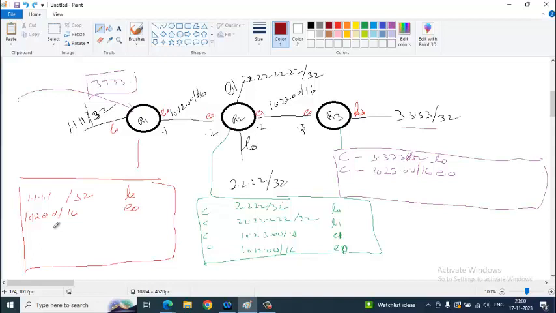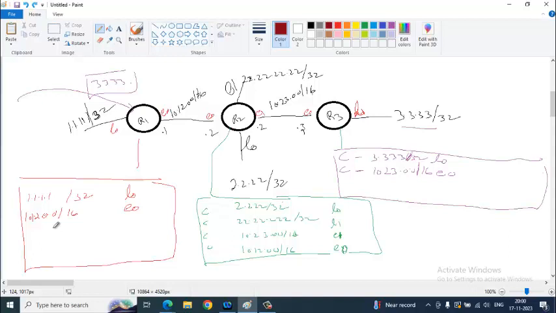R1 does not know 2.2.2.2 and 3.3.3.3, and then 10.12.1.0, 10.12.2.0, 10.12.3.0, 10.12.4.0. Correct, so 4. Okay, 4. So I need to write 4 static routes in R1. Likewise, in R3 also I need to write 4 static routes.